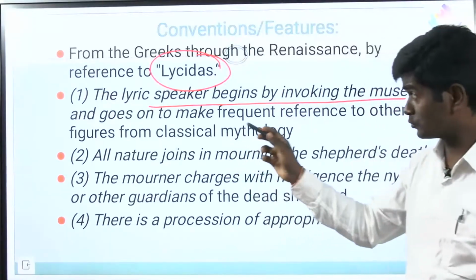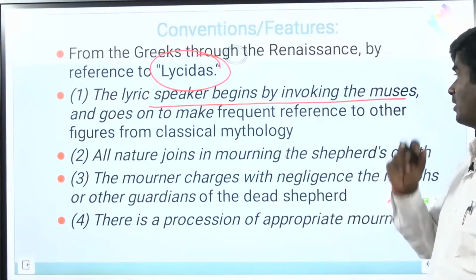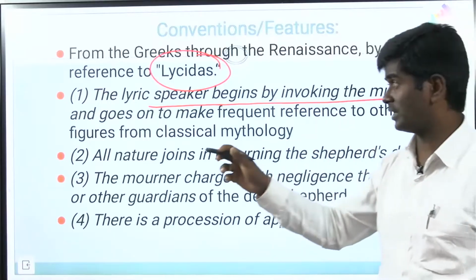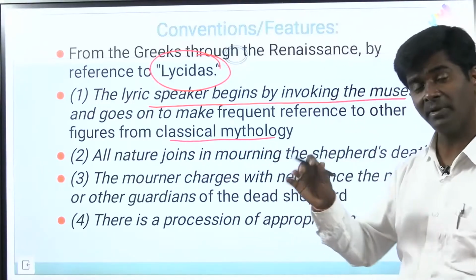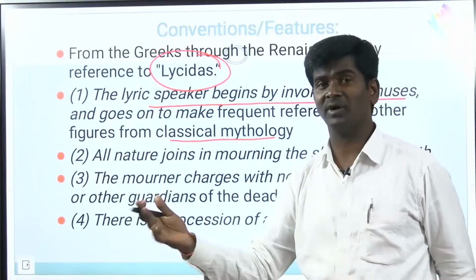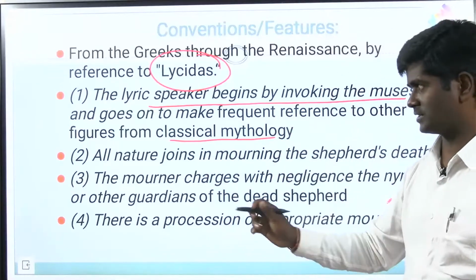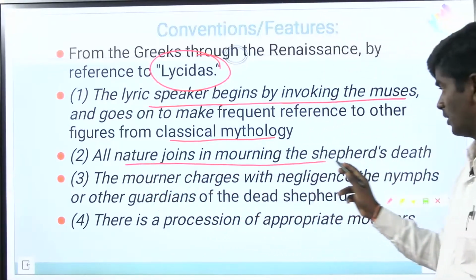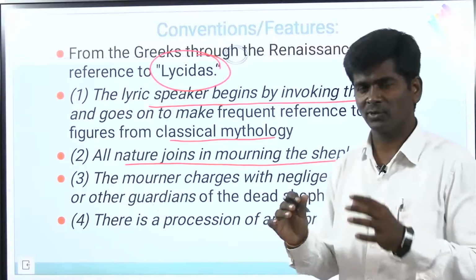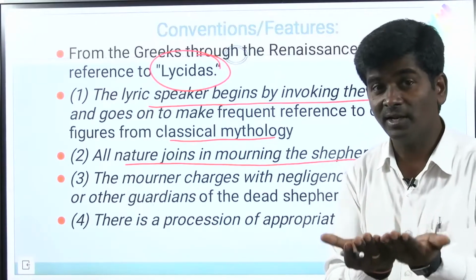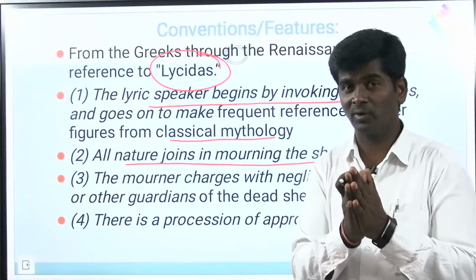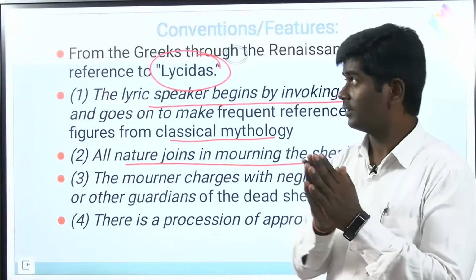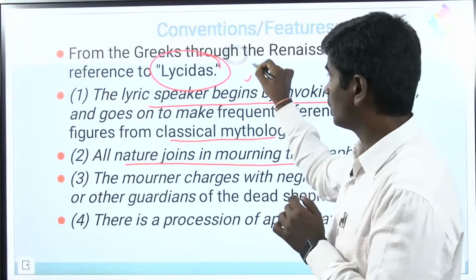Next, the speaker goes on to make frequent references to other figures of classical mythology. He uses a number of other gods. All nature joins in mourning the shepherd's death. So the lyric speaker, which means first we need to understand, an elegy is a lyrical song.